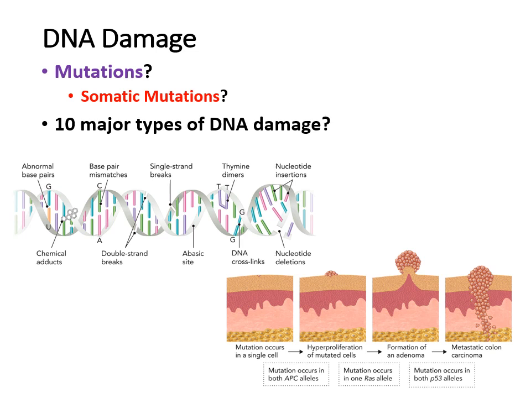Now ultimately, when we look at this slide, the 10 major types of DNA damage are summarized in this figure here. So, abnormal base pairs, chemical adducts, base pair mismatches, double strand breaks, single strand breaks, abasic sites, for instance, missing a base, thymine dimers, so two bases linked together, DNA cross-links, nucleotide insertions, and nucleotide deletions. And we're going to go through some of those in a moment.